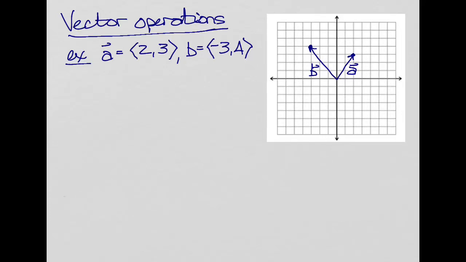Let's look at some operations that we can do with vectors. So I have two vectors here, A and B, and we've drawn their pictures over here. We'll look at what we can do now that we have these two vectors. One thing we can do with a vector is multiply it by a scalar, just a number.